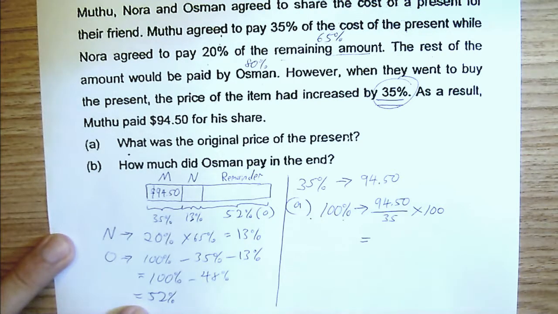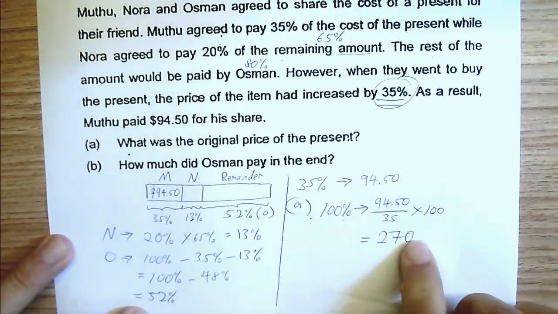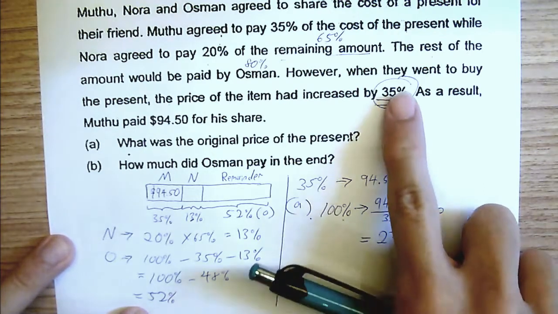$94.50 divided by 35 multiplied by 100. That will give us the cost of $270. Now this $270 is the price of the item after it had increased by 35%.